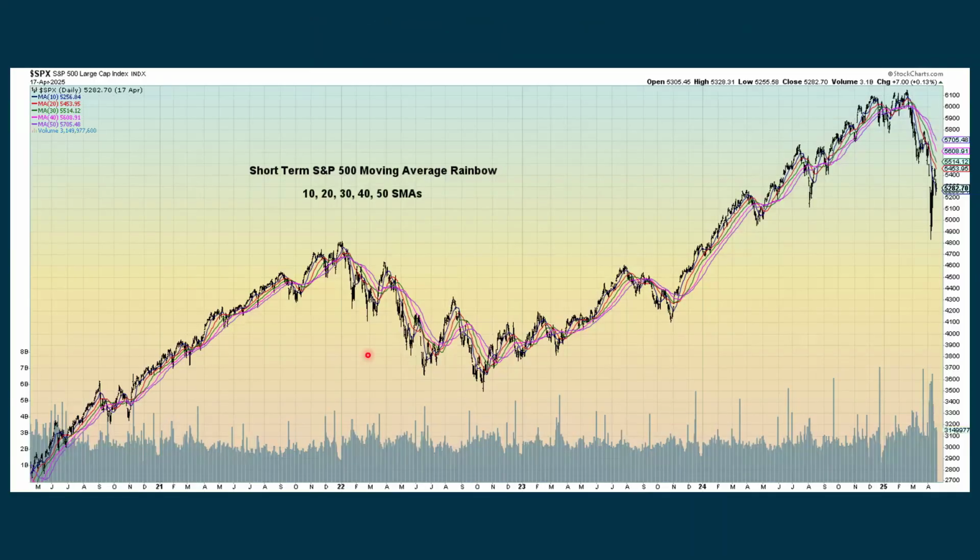Short term, this is a rainbow, simple moving averages going from 10 periods up to 50 periods. Clearly, we are in a downtrend in the short term. We're below all the lines. The lines are coming down, and it's just showing how vulnerable the short-term trend is.